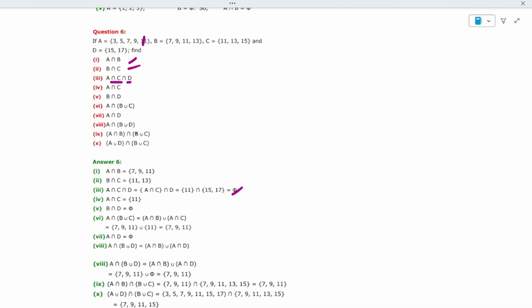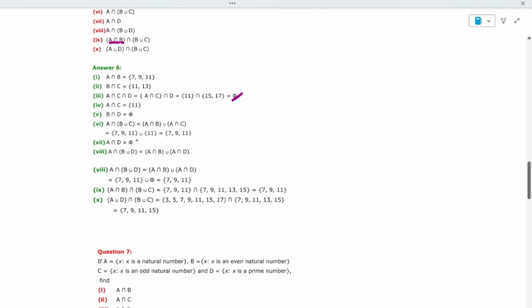Here see, they have given union. When you are doing it for union, first you try this bracket, you do what is given in curly braces, and next you do this, next solve both. When you are finding this, first you find a intersection b, next you find b union c, then after that you will get two sets, only two sets, you do intersection of that, and you will get the answer.